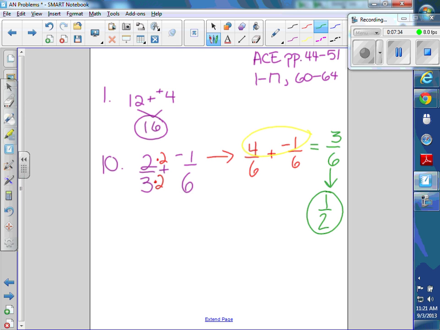So tonight's work really should be straightforward. Please make sure you copy each problem. Show common denominator, show simplifying, circle your final answer, and then come back with questions.